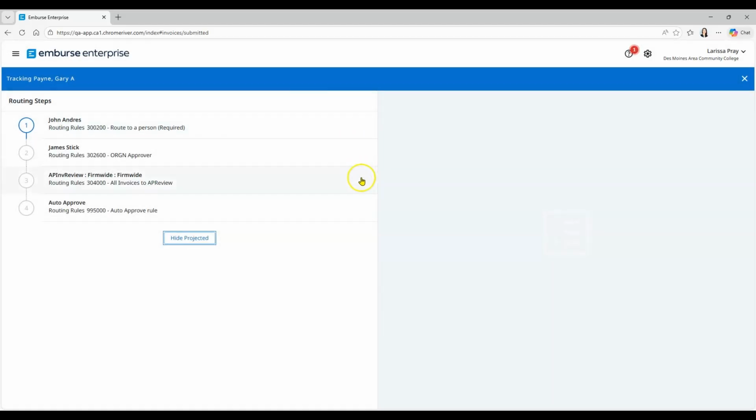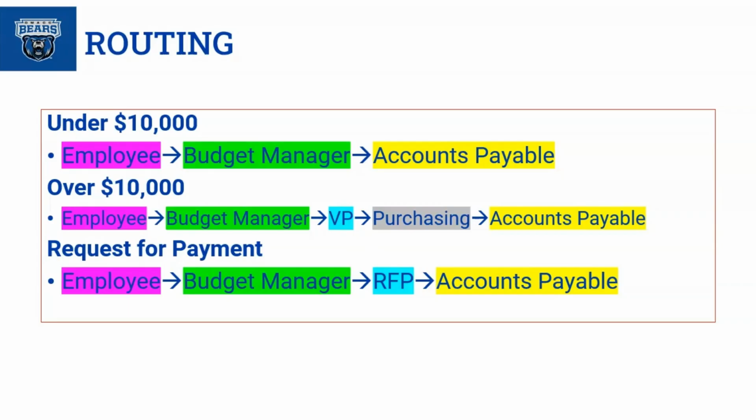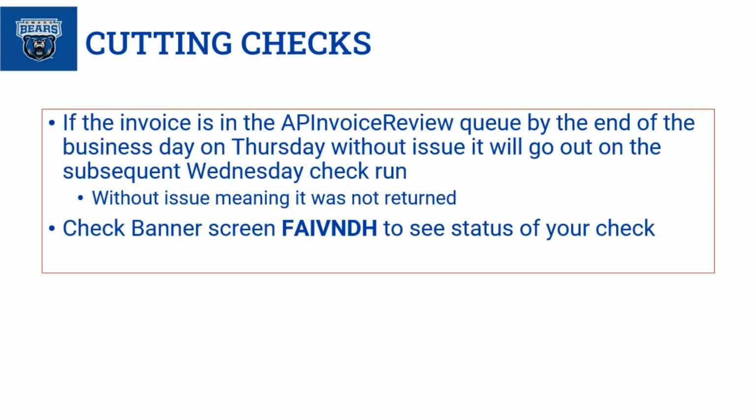After your invoice has been submitted, it will be routed accordingly. If your invoice is in the AP invoice review queue by the end of business day Thursday without issue, it will be paid during the next Wednesday check run.